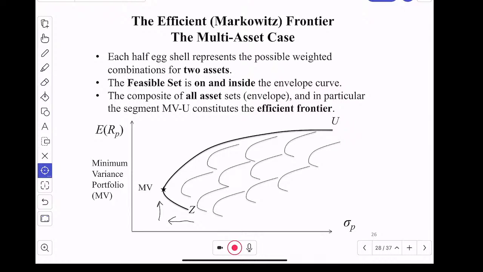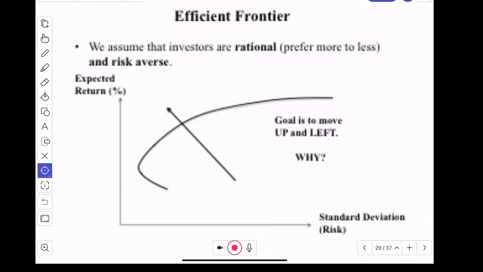The composite of all asset sets, this envelope here, and in particular the segment here, constitutes the efficient frontier from here to here. So this is efficient. All of these are feasible combinations, but investors will choose some combination of all the assets between here and here. Still, notice the axes are still the same, return and risk of the portfolio.